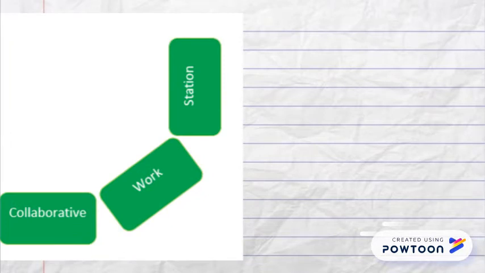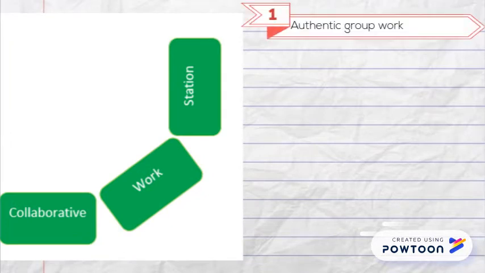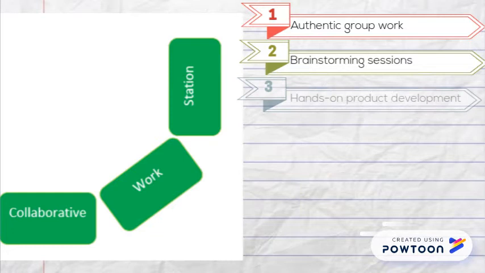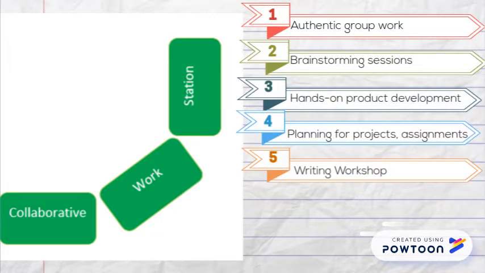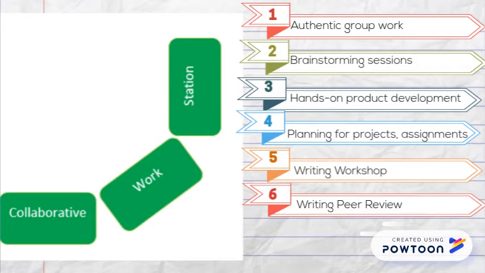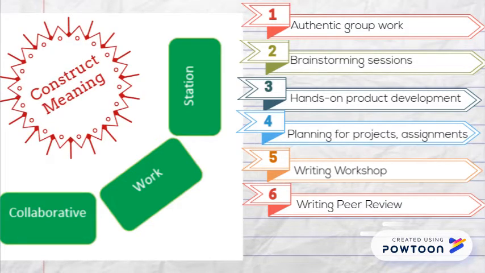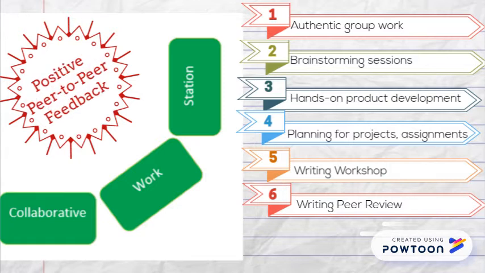Authentic group work happens at the collaborative workstation. Students should be engaged in brainstorming sessions, hands-on product development, planning for projects and assignments, participating in a writing workshop, or in the process of writing peer review. Students must learn how to construct their own meaning, work together through difficult tasks, and provide positive feedback to their peers.